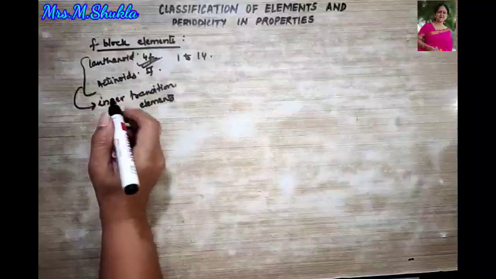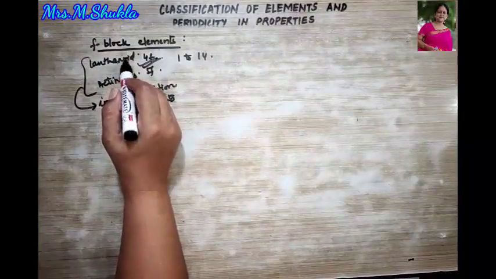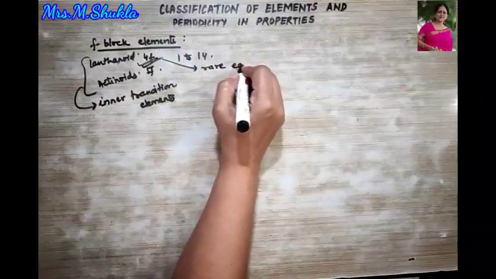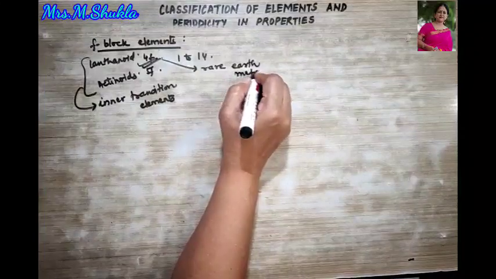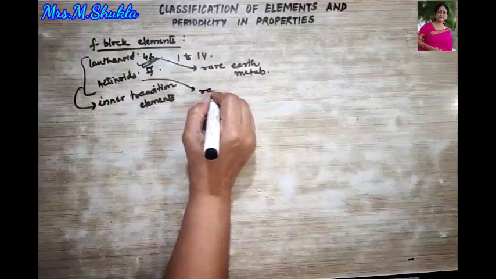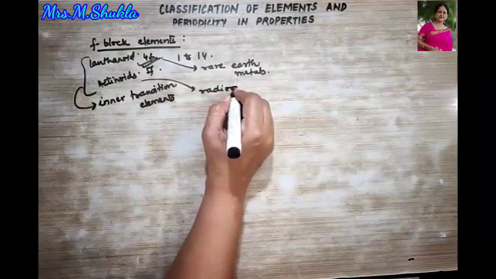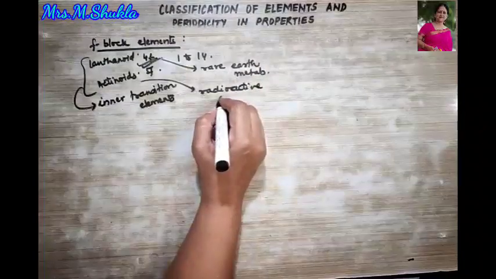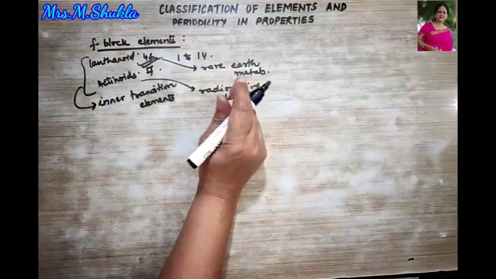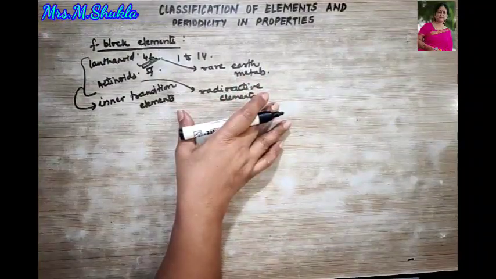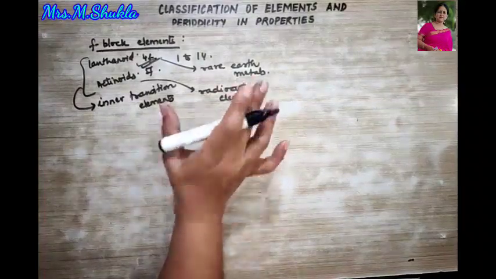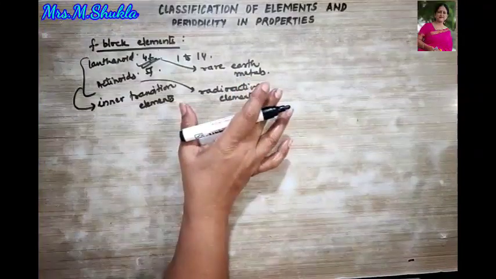Now the lanthanoid series are rare earth metals. And actinoids are radioactive elements. Clear? Many of the elements of the actinoid series have been prepared by nuclear reactions, and therefore the chemistry of these particular elements has not been thoroughly studied.